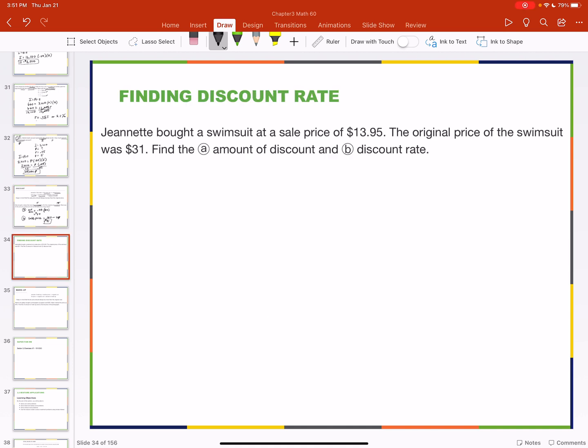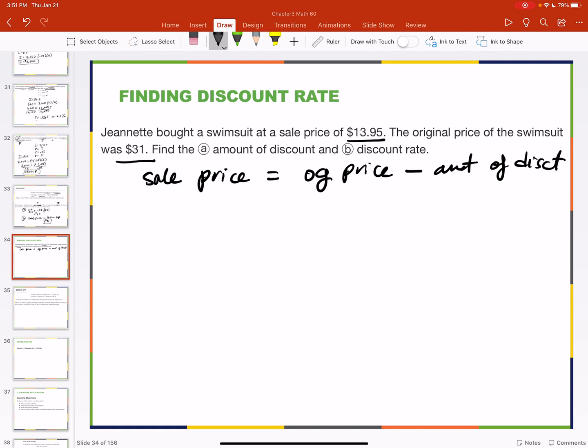Okay, so how do you find the rate? So Jeanette bought a swimsuit at a sale price of $13.95. The original price was $31. Find the amount of discount and the discount rate. So remember that sale price is equal to the original price minus the discount, right? Okay, so then we have $13.95 is equal to $31 minus something we don't know. So that's going to be our X. So let's solve for that. So minus 31, minus 31.